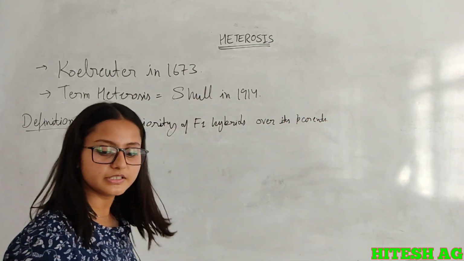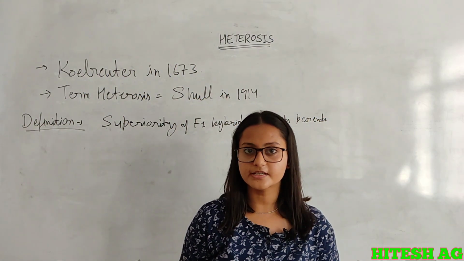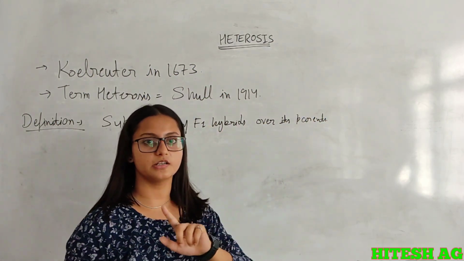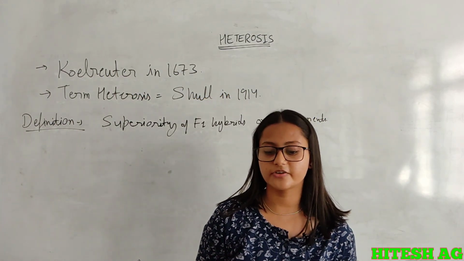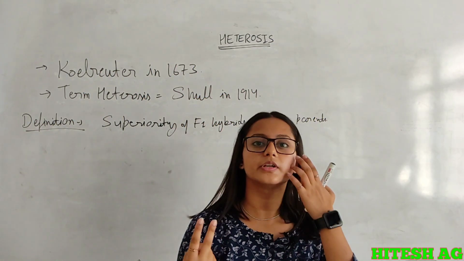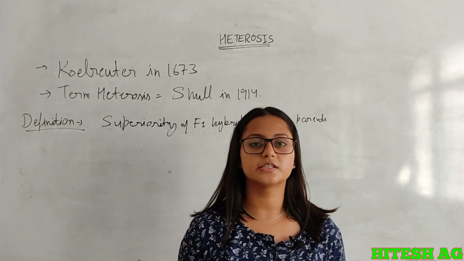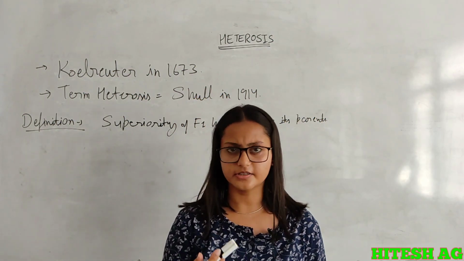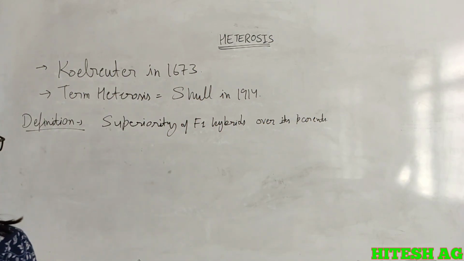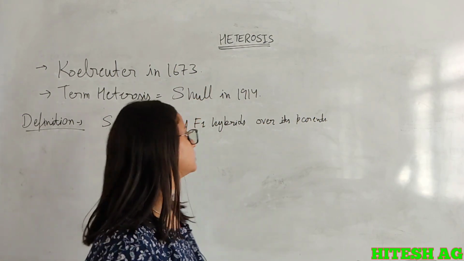Alright, or its other definition might be that it is the increase in fitness or vigor of F1 hybrid over its parental values, and it can manifest itself in the form of increase in yield, increase in reproductive ability, increase in disease resistance, or increase in insect resistance, etc. So this is the main thing that you need to remember. Now before I move on, there are some important terms which you need to remember.